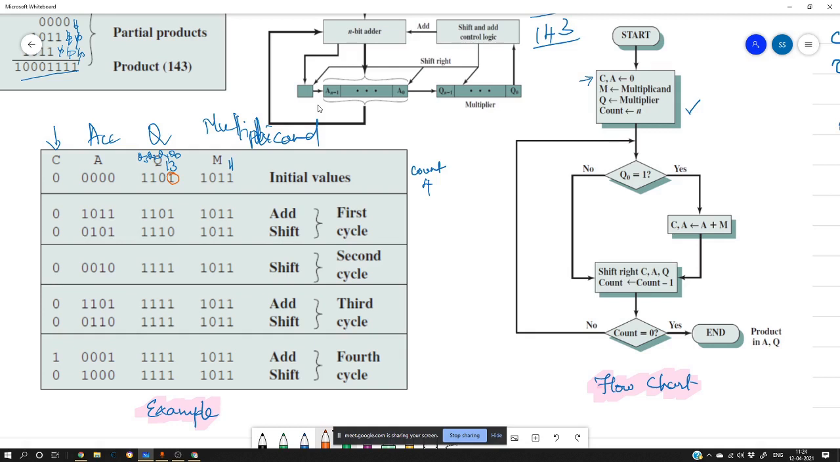Every time you're doing any arithmetic operation which involves two numbers, one of the numbers should be present in the accumulator, and the other number could be in some other register or it could be read from memory. And if it is a unary operation, then the operand should be present in the accumulator. That is the rule, right?